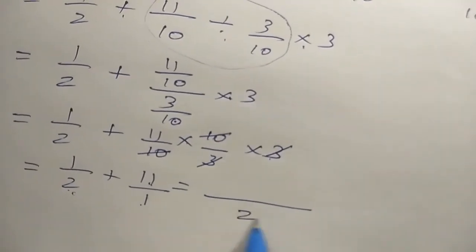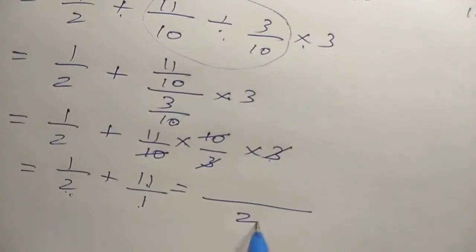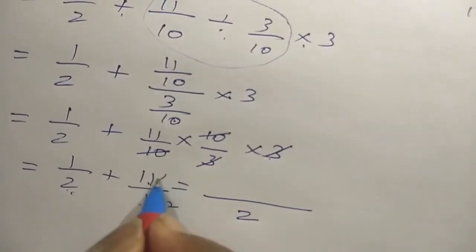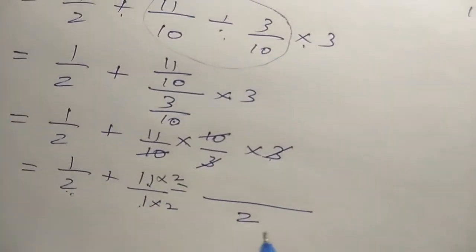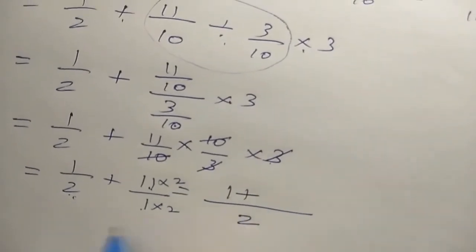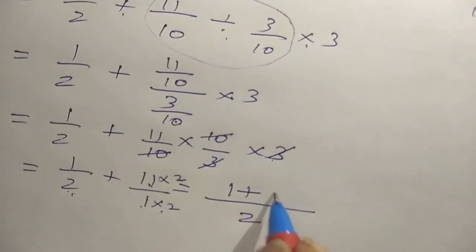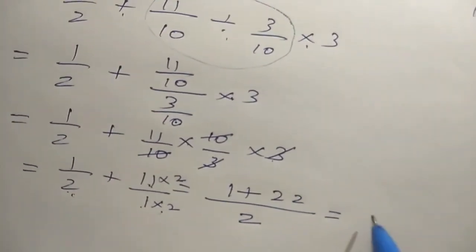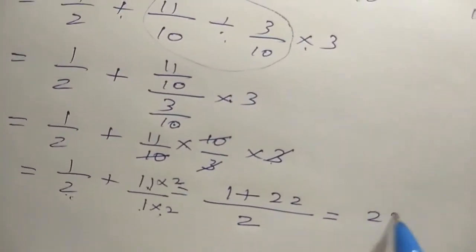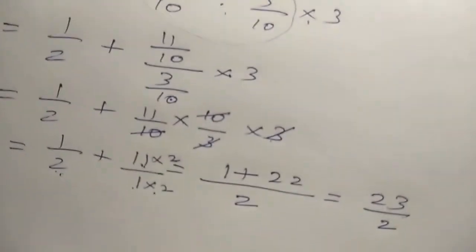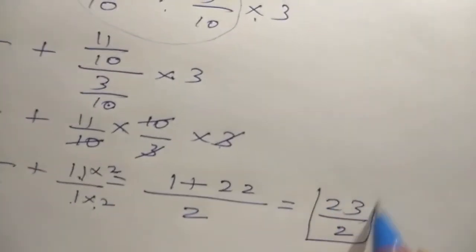So 2 is the LCM I take here. You have to multiply this one by 2. So I multiply this one by 2, and the answer is 1 plus, the same LCM method I am following here. 11 2s are 22. So the answer here is 23/2. Yes, so this is your answer.